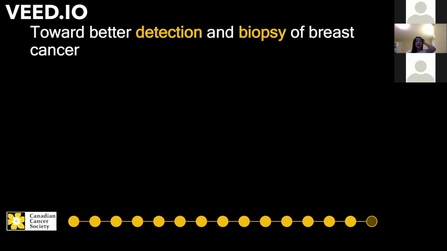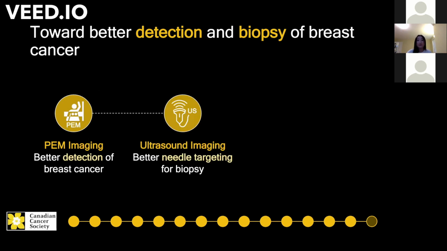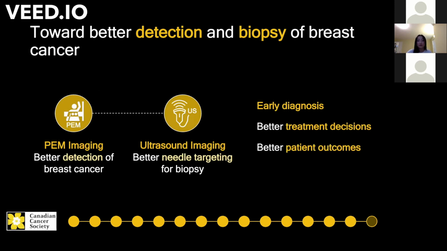So in summary, PEM provides this potential for better detection of small breast cancer. Then integrating ultrasound will improve the visualization and the needle targeting for biopsy. And ultimately, this high accuracy of our system can allow us to sample small breast cancer, allowing for early stage diagnosis, better treatment decisions, and ultimately towards better patient outcomes.